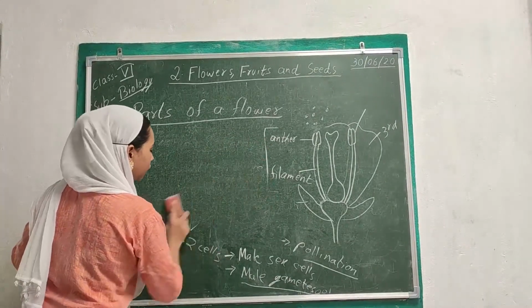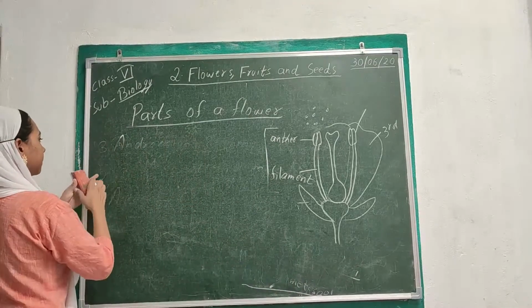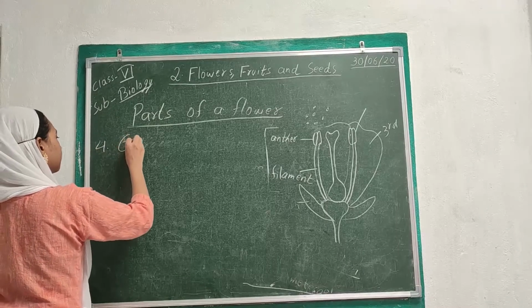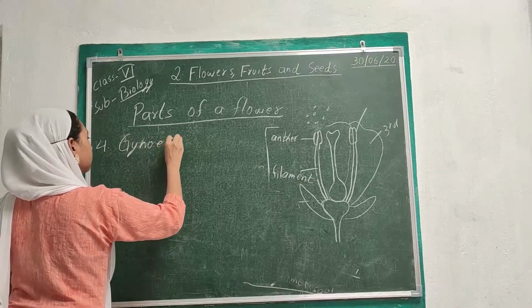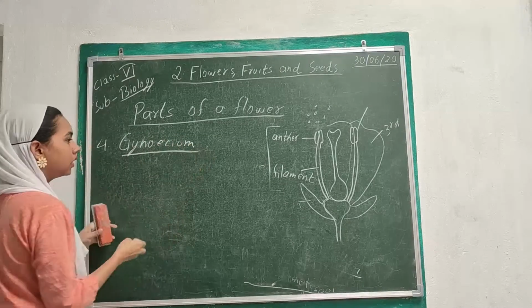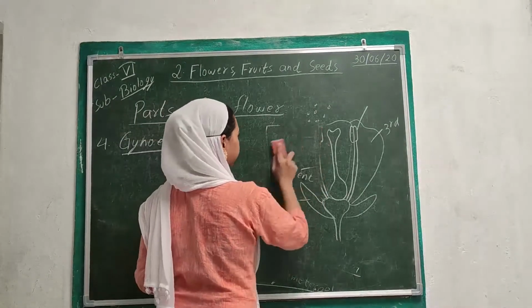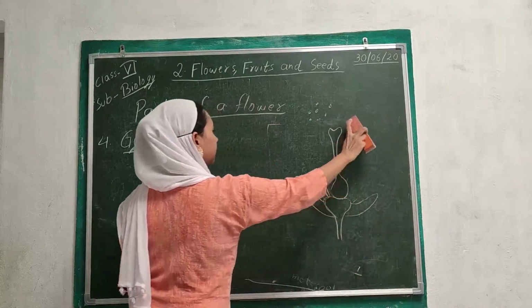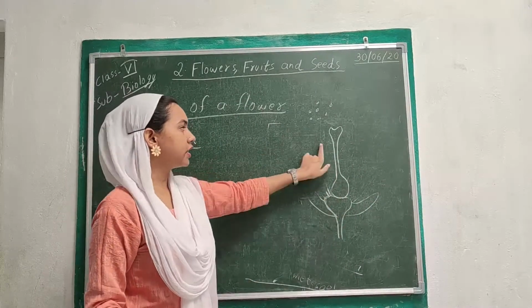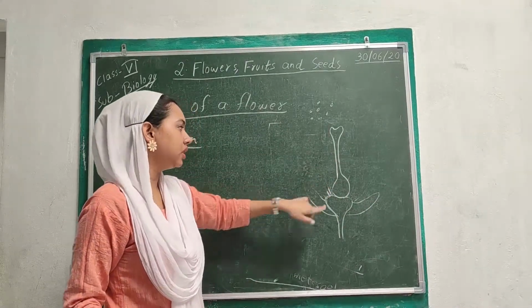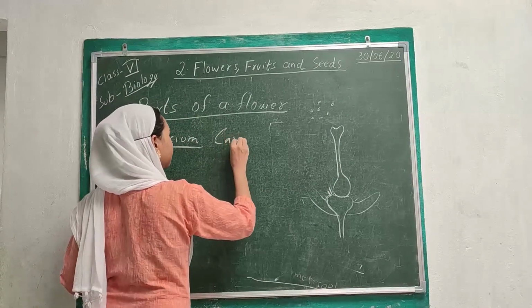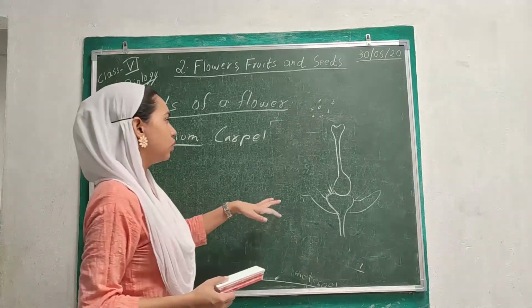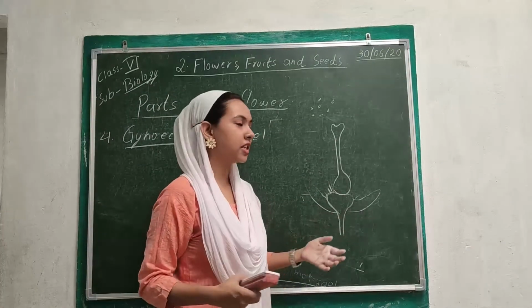Then we'll go to the next part, which is the gynoecium. Now, as you can see here, at the middle we have the gynoecium. This structure in this flower has only one pistil or only one carpel. The gynoecium is made up of carpels. So if more than one carpel is present, it forms the gynoecium. Here only one is there. In many flowers, it can be more than one.